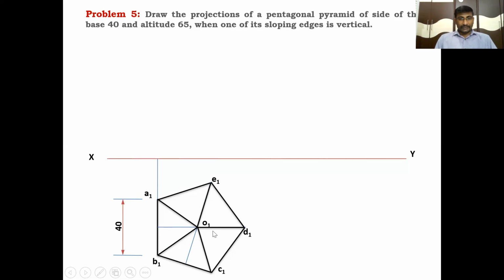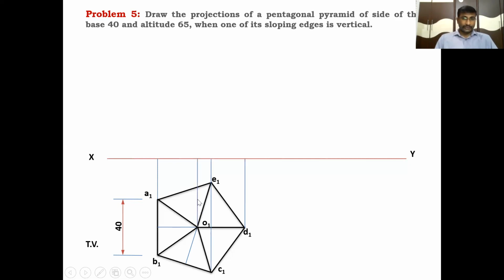These slope edges are inclined to the HP when looking in the front view. Clear? The condition given is that one of the slope edges must be vertical. Let us start drawing the projector lines. This is the top view.